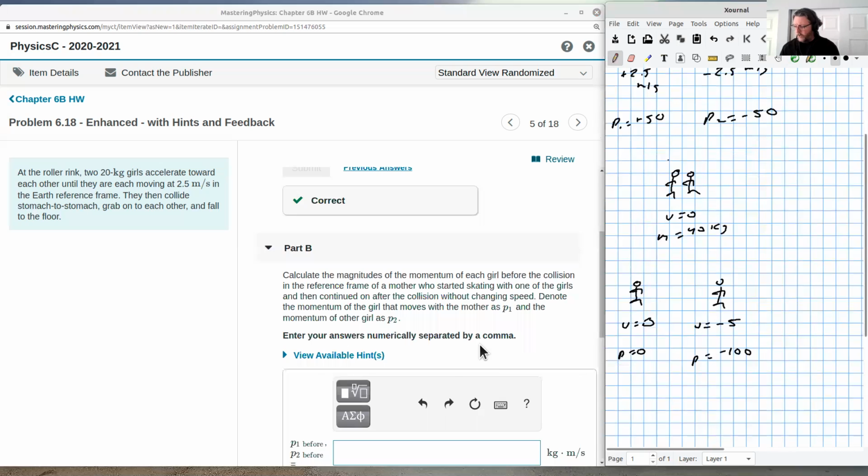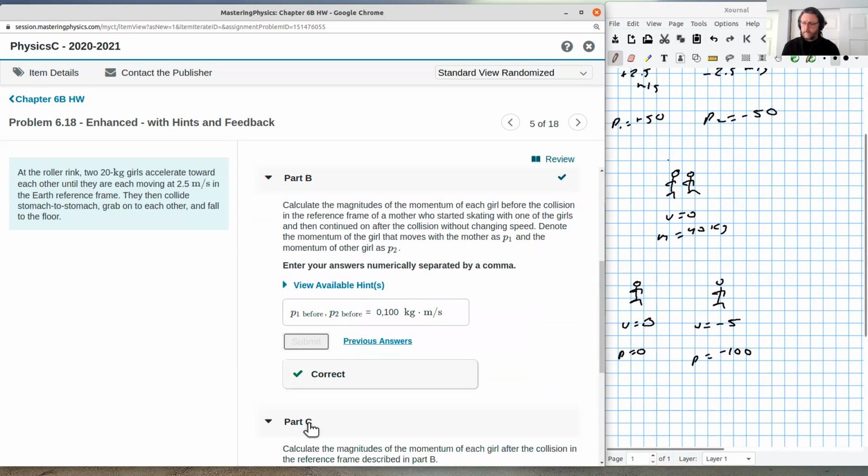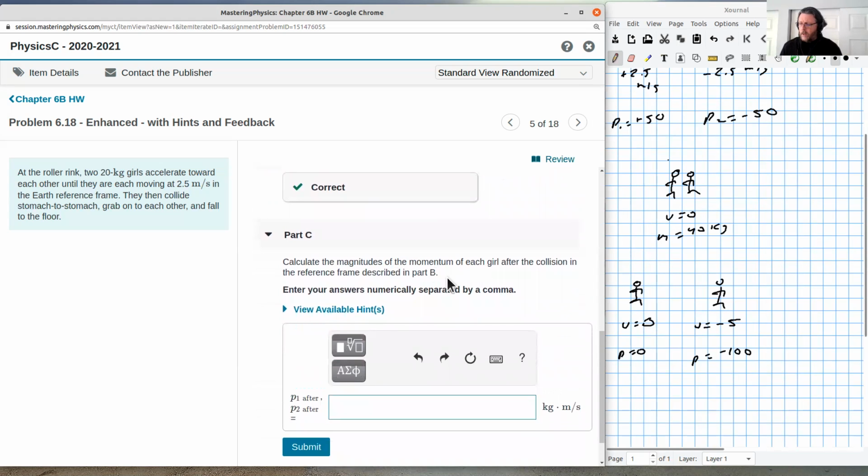Okay, so this question is asking about the magnitude of the momentum of each of the kids, both before and after. So I'm going to drop the signs. So one of them is 0 and the other one is 100. Okay. And now, what are the magnitudes of the momentum of each girl after the collision in the reference frame of the mother? Okay, so what is the mother going to see? The mother initially sees one of them not moving and the other one coming at her really fast.